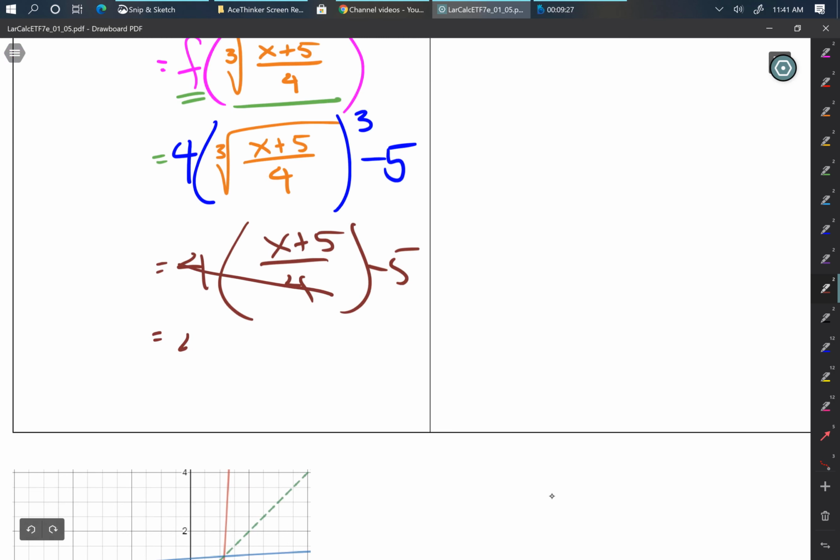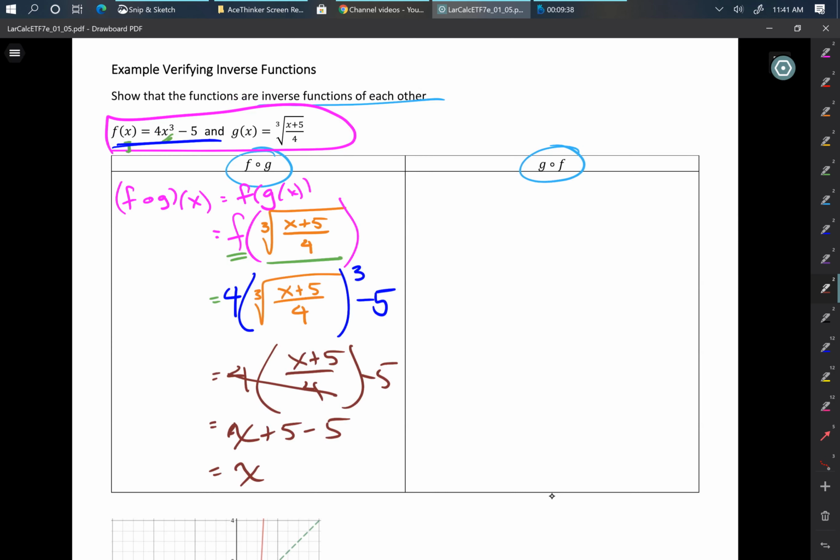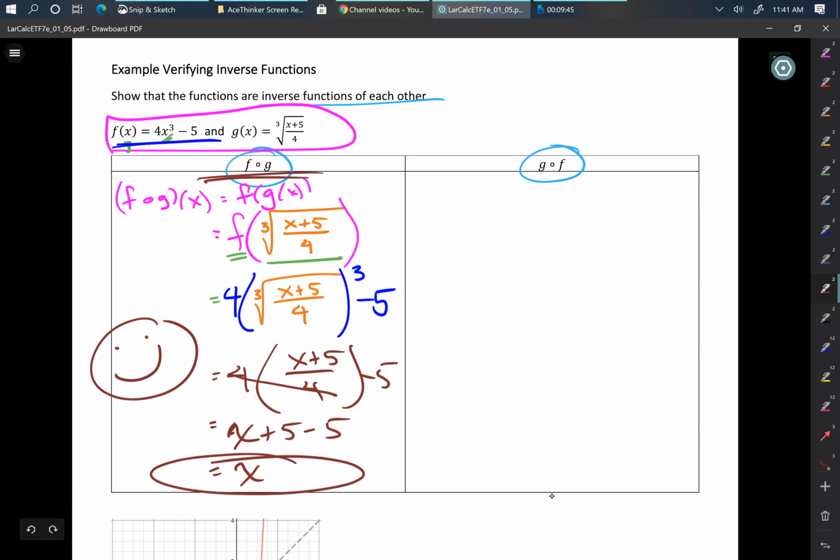That's going to get, well, the 4's are going to cancel, so that's going to give me the statement x plus 5 minus 5, which is x. Now, my job was to show that f of g and g of f both equal x. So I'm just going to start there. I've got f of g is equal to x. I'm feeling good. I'm halfway done.